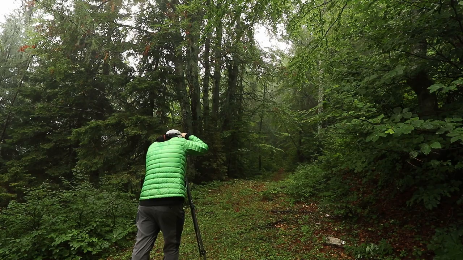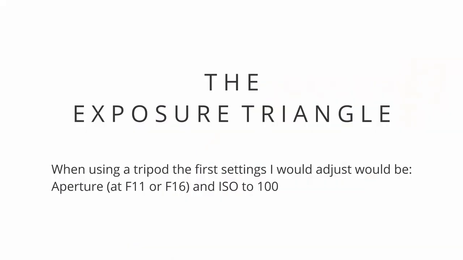You just adjust. The first thing that I would adjust is the aperture, because I want the biggest depth of field, and I would go f/11 or f/16, and I would leave the ISO at 100, and then I will adjust the exposure time in order to have an image that is balanced in the right way in terms of brightness.